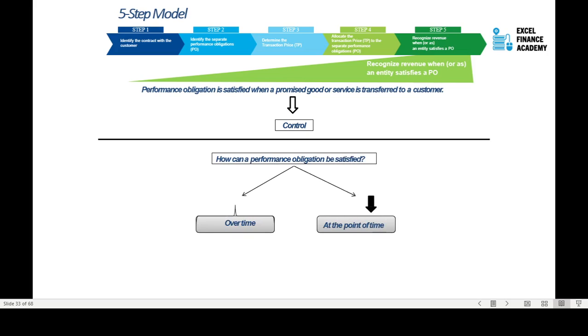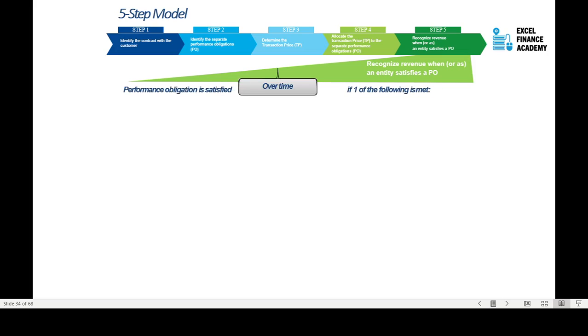So there are two ways the performance obligation can be performed: over a period of time and at a point of time. So what is the meaning of over a period of time? Over a period of time is satisfied when any one of the following conditions is met.